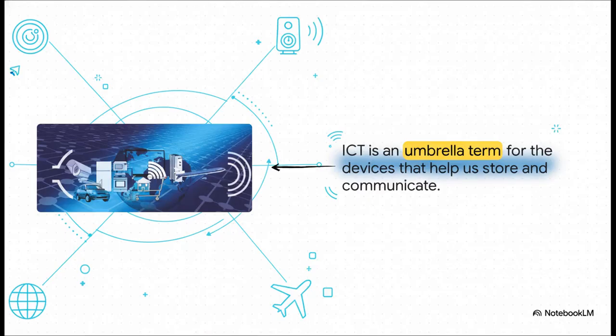And this really gives you a sense of the scale we're talking about. ICT isn't just your laptop. It's this giant umbrella term that covers everything from the security camera on your porch to the car you're driving and even the global networks that keep planes in the air. All of these things don't just process information, they communicate it.